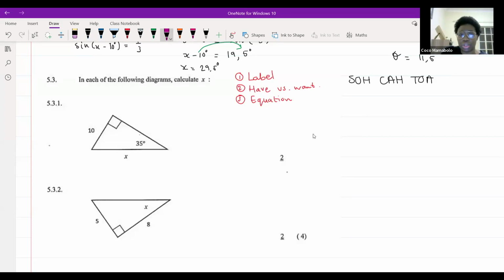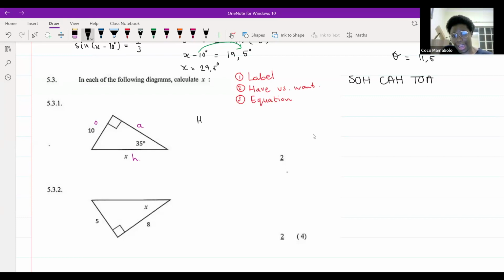So we label in terms of our angle. I know that this side over here is my adjacent, that 10 over there is my opposite, and x over here is my hypotenuse. That's step number 1, done. Right, step number 2, and gift, watch.